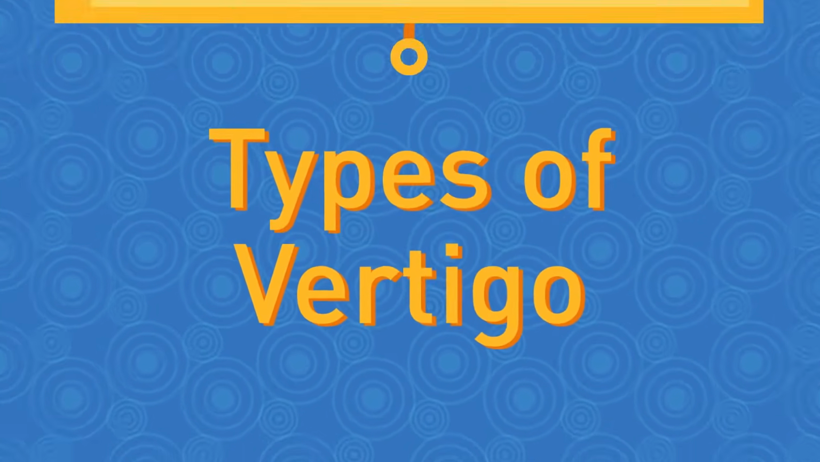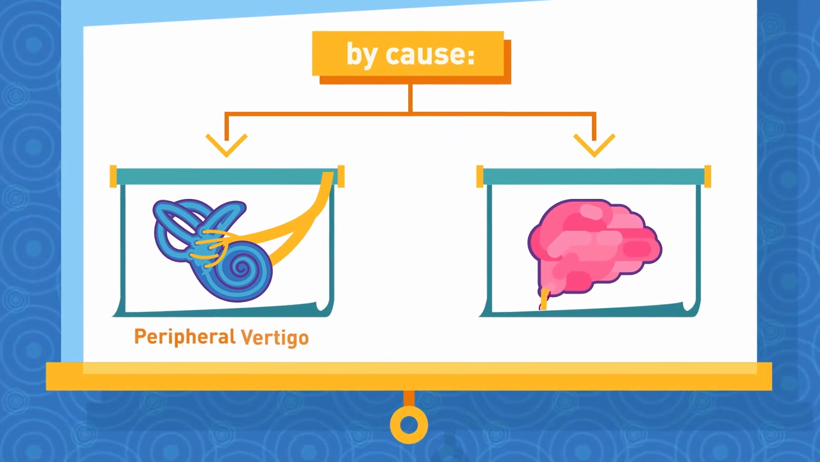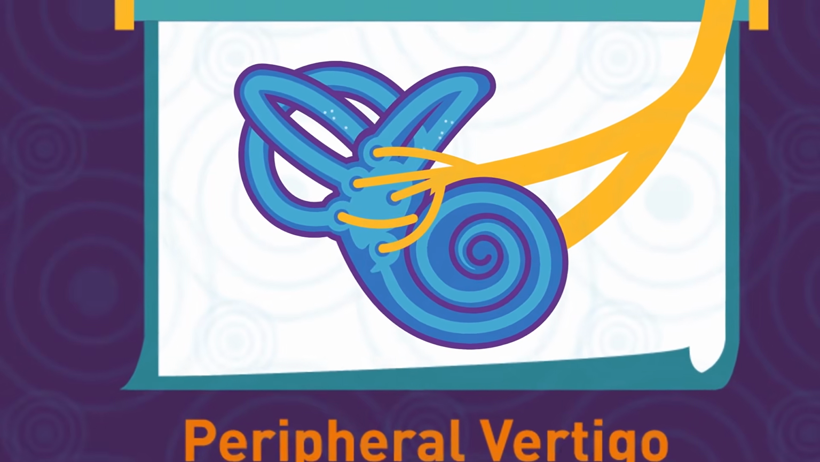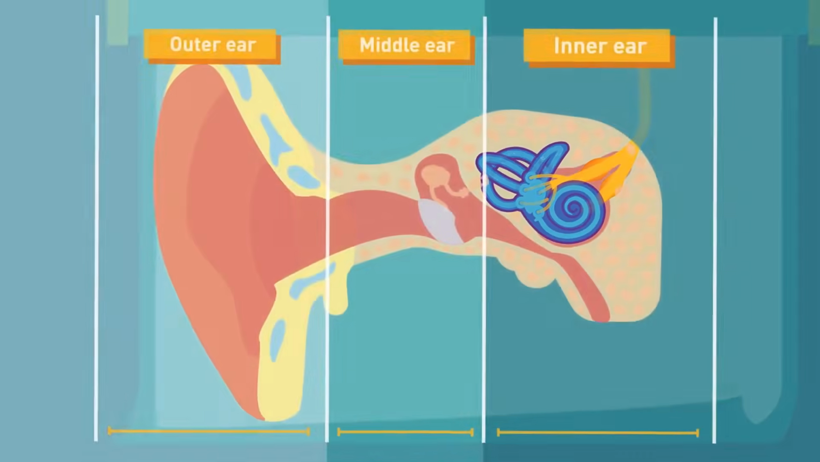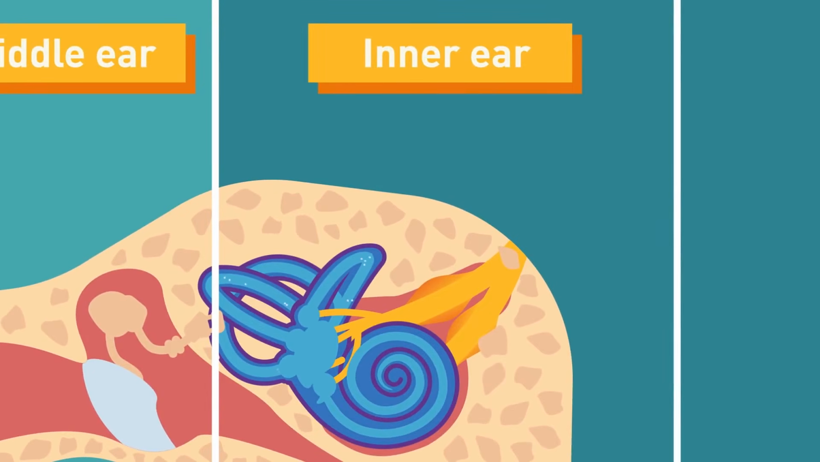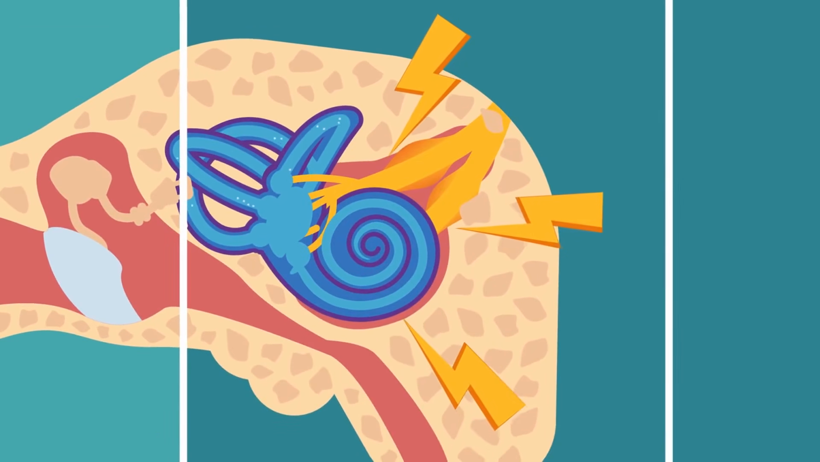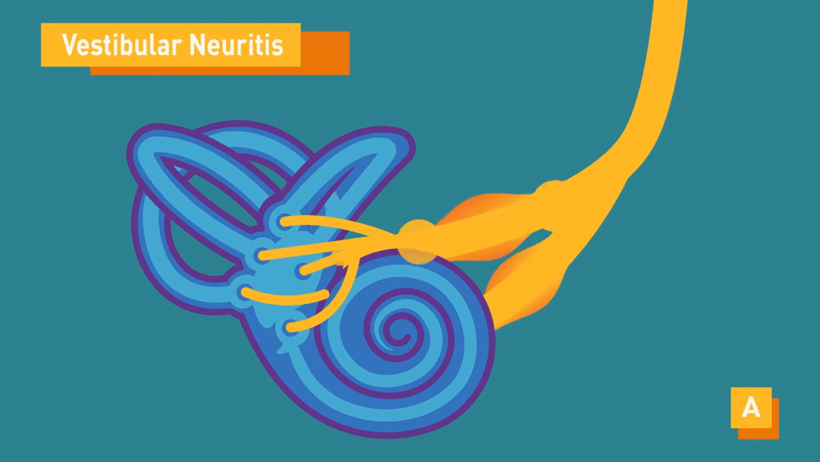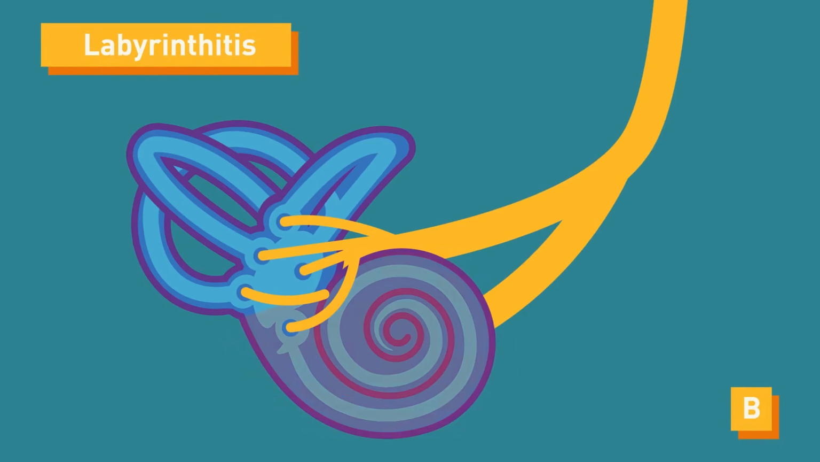Types of vertigo. There are 2 possible causes of vertigo: peripheral vertigo and central vertigo. Peripheral vertigo. Peripheral vertigo refers to the disorders that involve disturbances in the inner ear. The common disorders that may affect the inner ear, thereby causing the person to experience dizziness or vertigo, include vestibular neuritis, inflammation of the vestibular nerve, which is responsible for taking the nerve impulses from the semicircular canals in the inner ear to the brain. Labyrinthitis, inflammation of the labyrinth, which is also in the inner ear and most of the time may also involve the vestibular nerve.